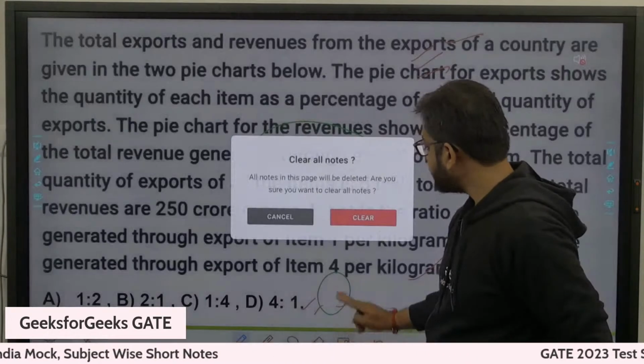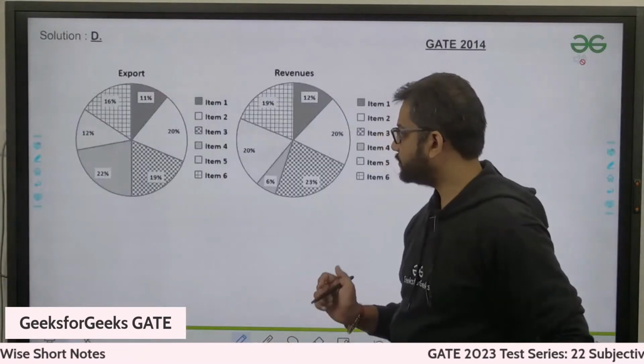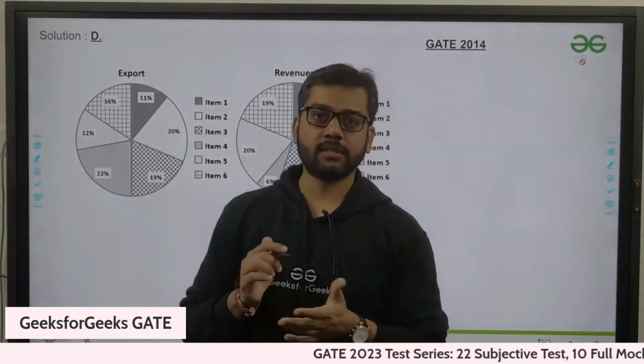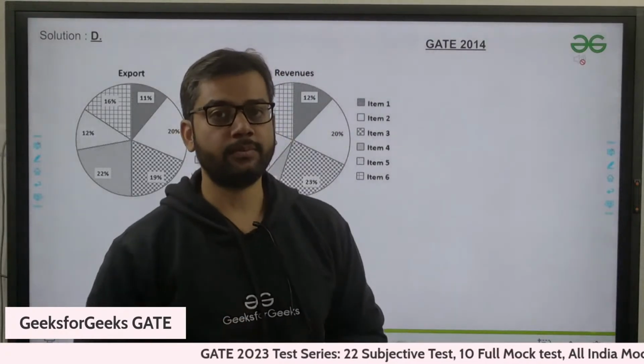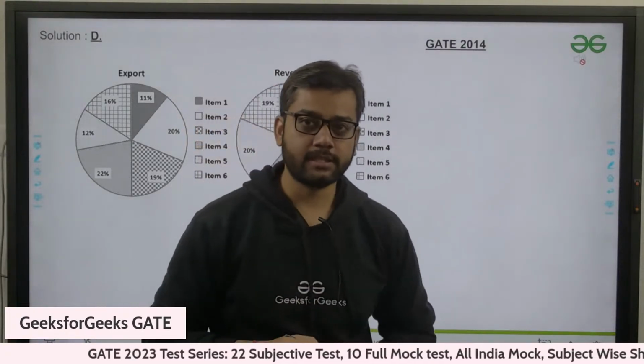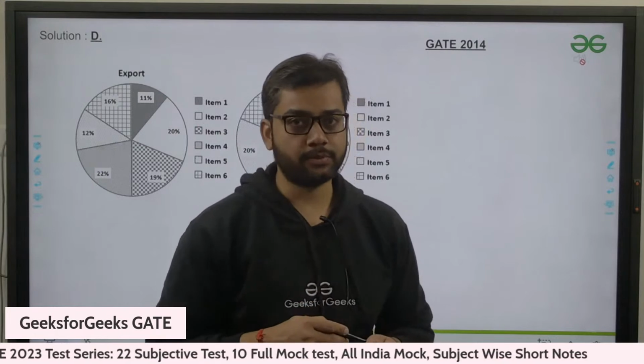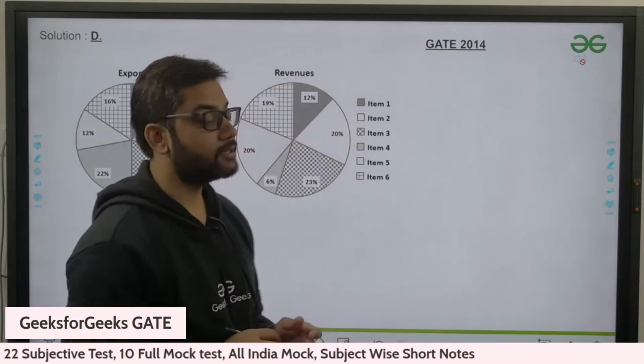Let me explain once again what the question was saying. The company has two sets of data given in the format of a pie chart. The first data reflects the export and the second data reflects the revenue.